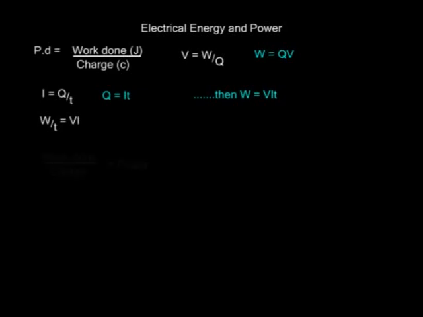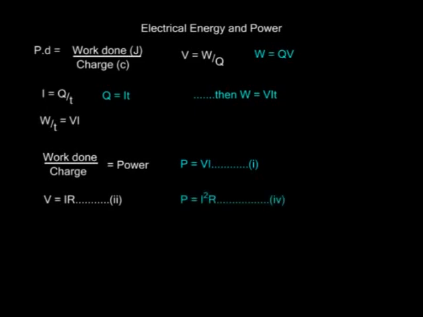But then work done over time taken is equal to power, and hence electrical power is given by P is equal to VI. From Ohm's law, V is equal to IR. Substituting equation 2 in 1, power is equal to I squared R.